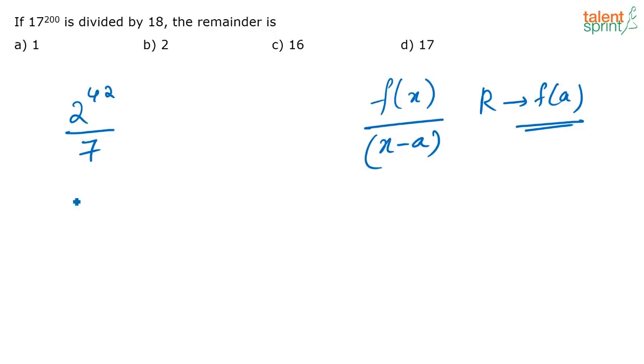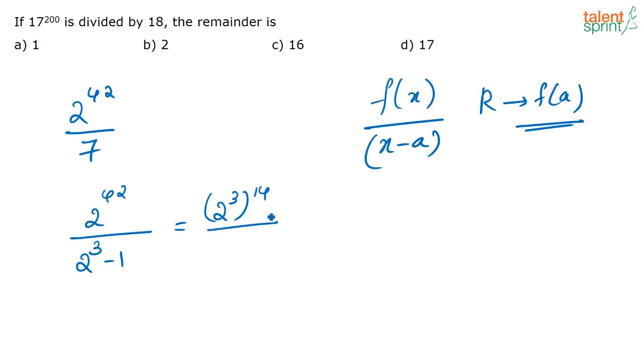See, what you need to do here is, I told you represent the denominator in terms of the numerator. How can I represent? I have to represent 7 in terms of 2. The only way in which I can represent is 2 cube is 8. Correct? So this is 2 cube minus 1. Again, the numerator I can write as 2 cube whole to the power 14. Correct? 14 3s are 42. 2 cube minus 1. I am taking 2 cube is equal to x, so I write it as x to the power 14 by x minus 1.